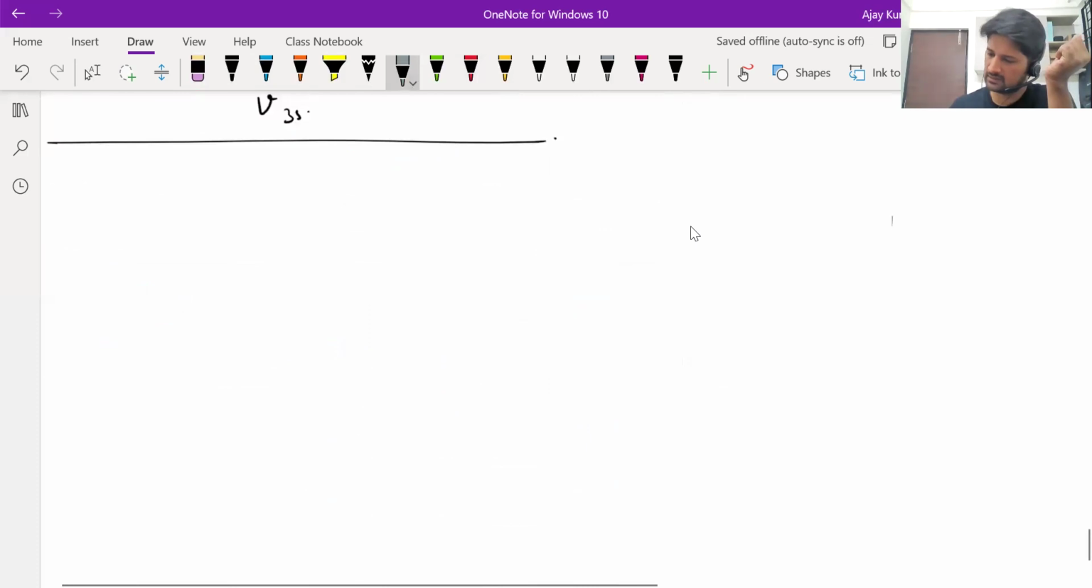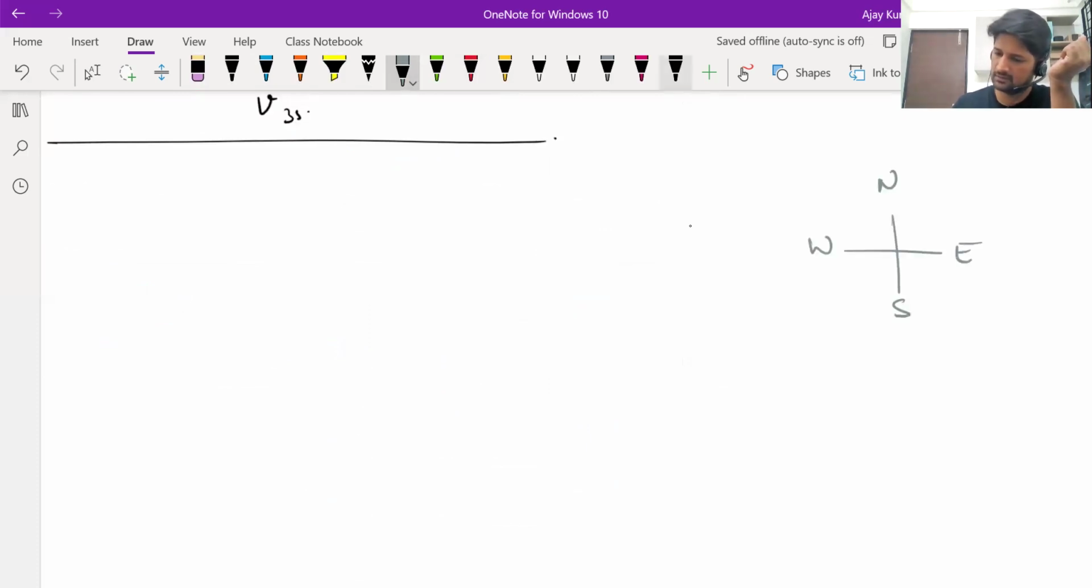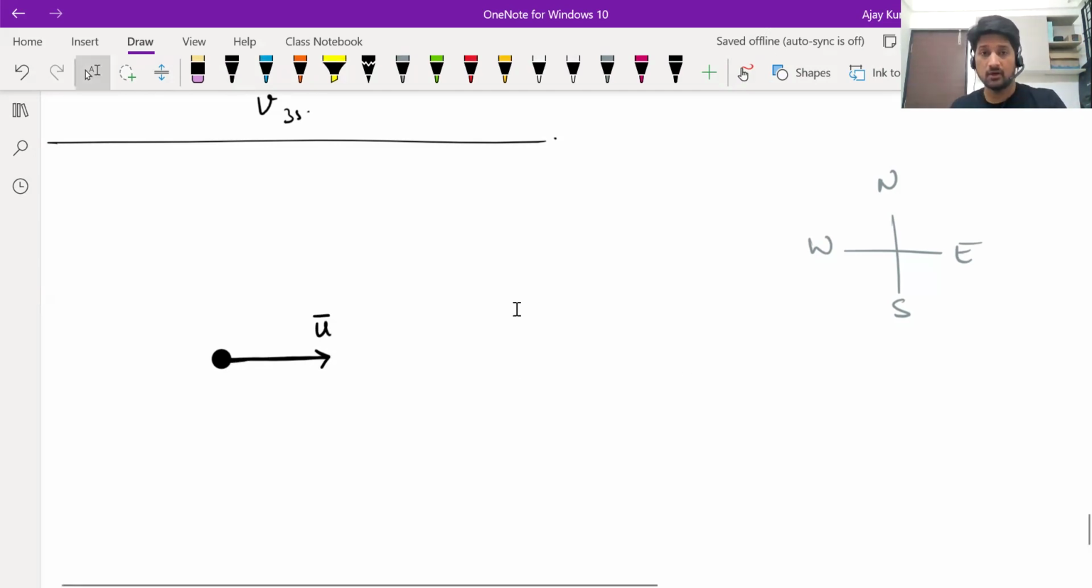Let's consider these reference directions: east, north, west, and south. Let's say there is an object moving towards east. Okay, so basically it's moving on that east-west line, right? How do you make it go away from that line? That is my question. How should you push it?